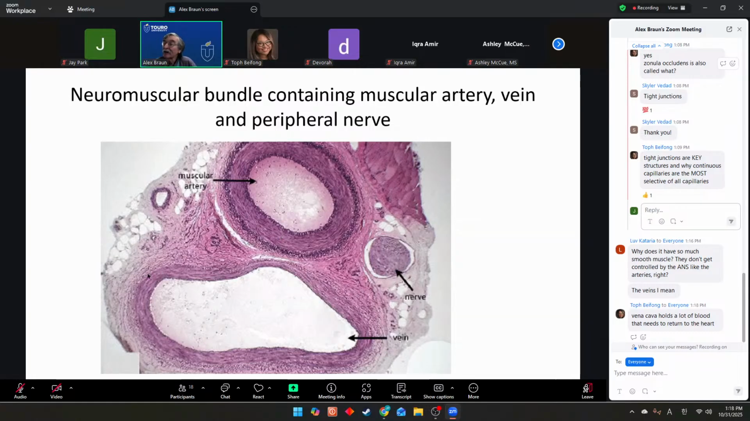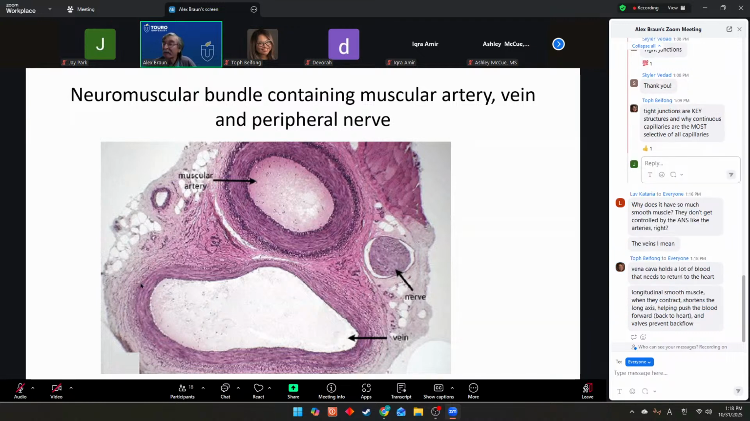And arguably the thickest layer of all in this medium-sized vein is the adventitia. Here's the adventitia right here. It looks like it's the thickest layer of all and thicker than the media. Okay, so those are all features of a vein.